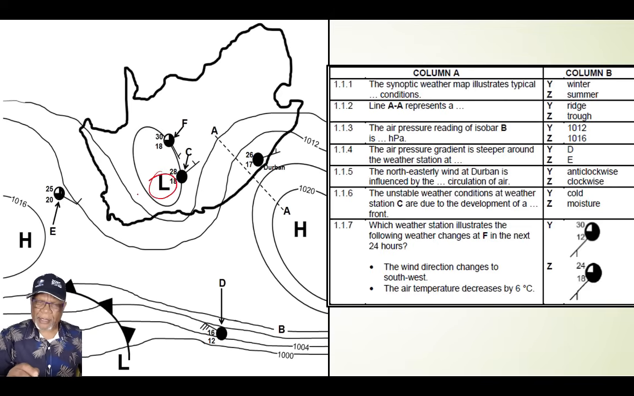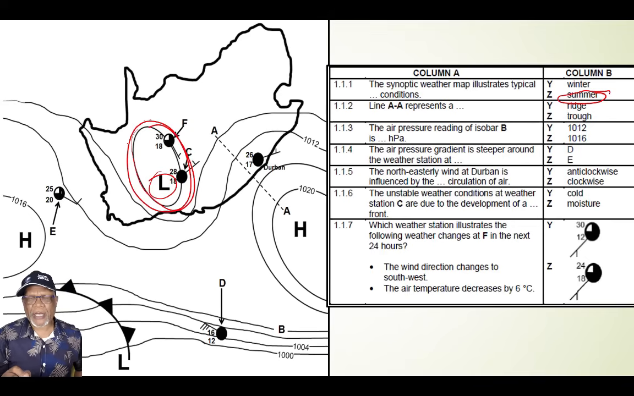You see L in the center, which means now the temperatures are high. So this will be typical summer condition. And you can see now this L here. You can see the isobars here. They are not just round. They are a little bit oval. So when you see an elongation, what do you call this? We're going to call it a trough. What is a trough? It is an elongated low pressure cell.